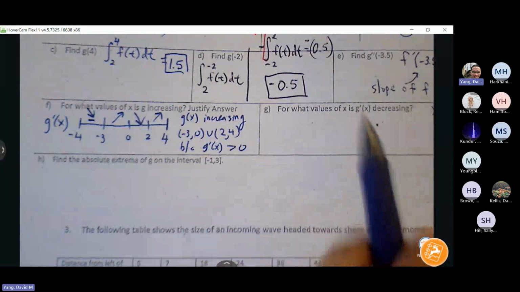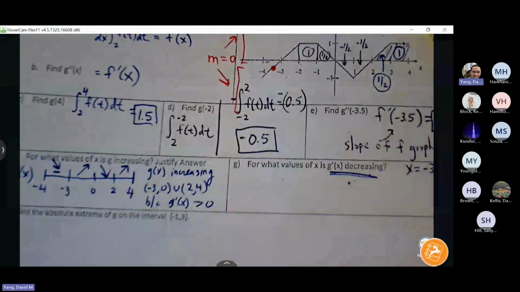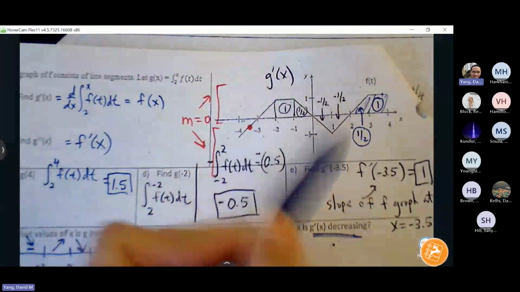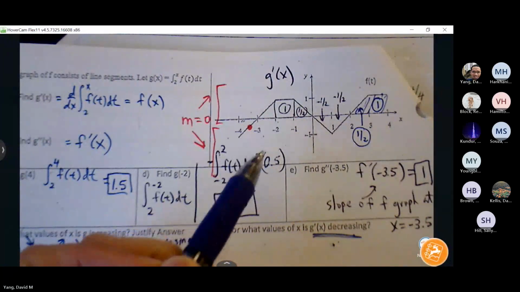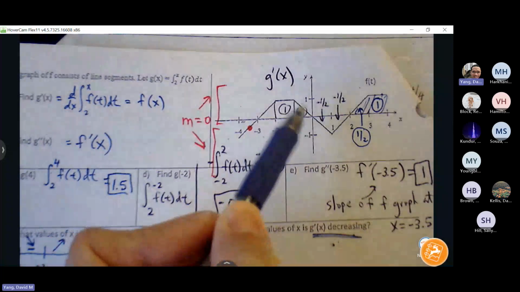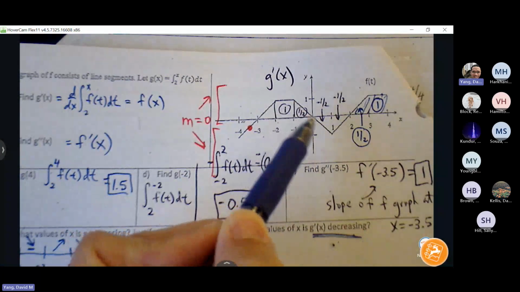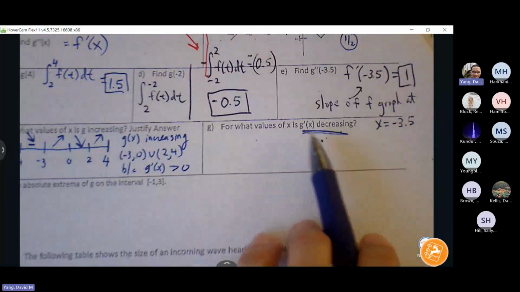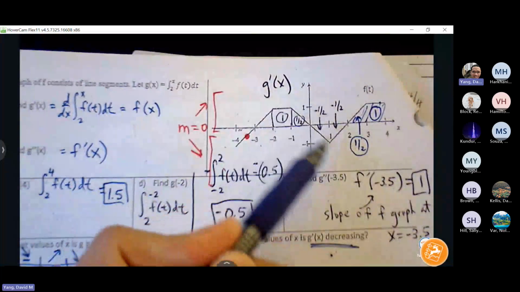Now for G, it says for what values of x is G prime decreasing? Okay, so this is more straightforward because this is the G prime graph. So now we can just look at what this graph is doing. So where is this G prime graph actually decreasing? Yeah, between -1 and 1. So the decreasing of G prime is basically telling us the concavity of the G of x graph. Or they could have said, for what values of x is G of x concave down? So concave down would be this, which is the same thing as G prime decreasing.